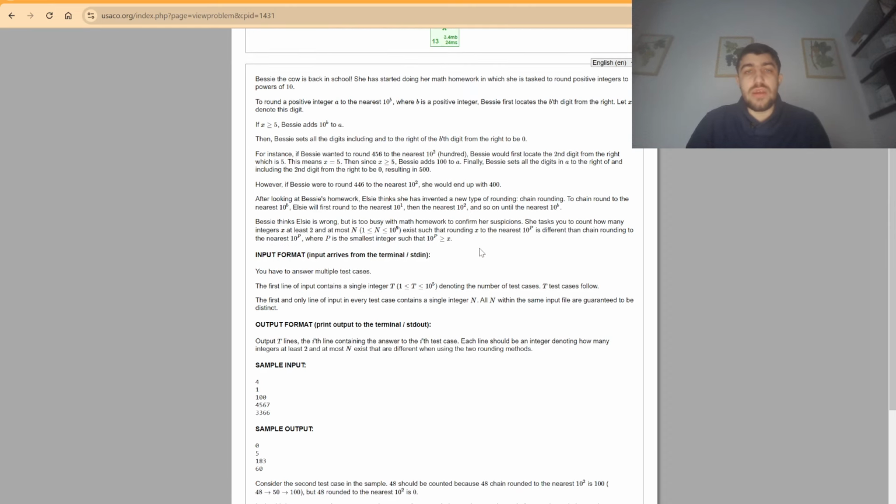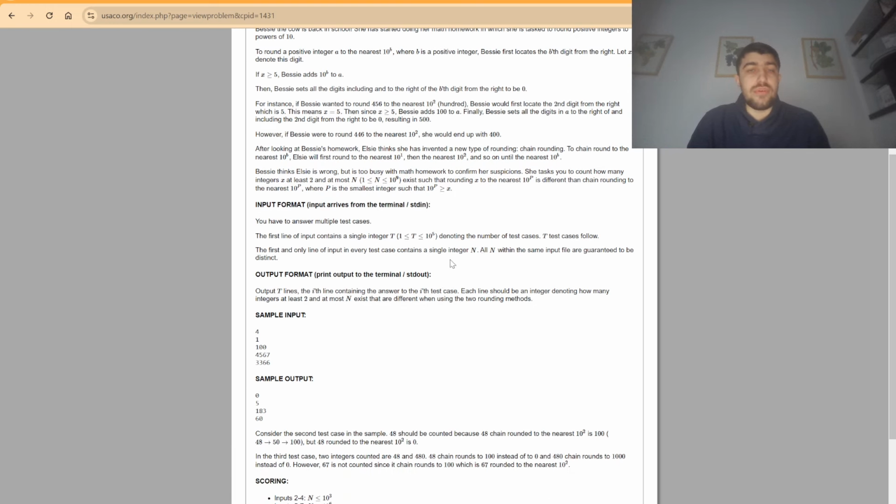In this problem, we are given both the normal rounding as well as the chain rounding I explained earlier. And our goal is to find how many integers between 2 and n exist such that the result of the normal rounding and the result of the chain rounding are different.